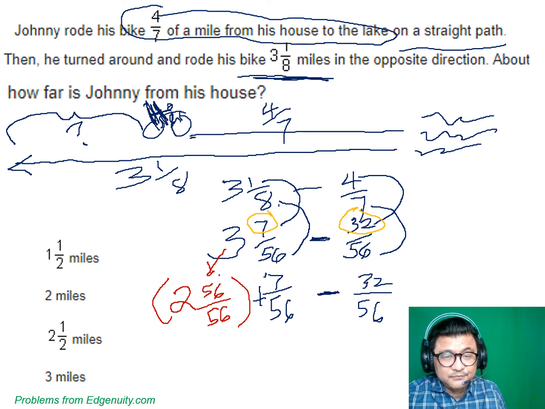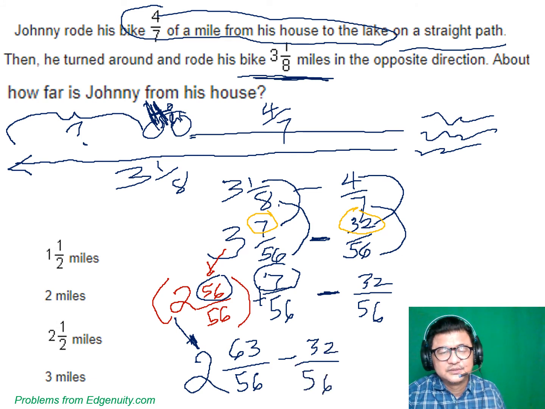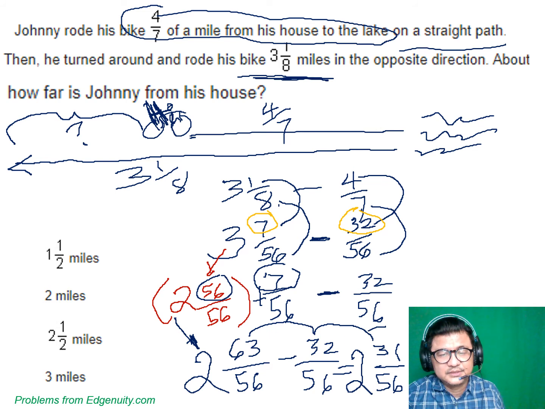But guess what? That 56 can now be added to 7. So 56 plus 7 is now 63 over, copy the denominator, 56. And that three whole number is now a two whole number. So 2 and 63 over 56, subtract your 32 over 56. Now you can subtract, see? You will get 31 over 56. Don't forget the whole number. So this is your answer.